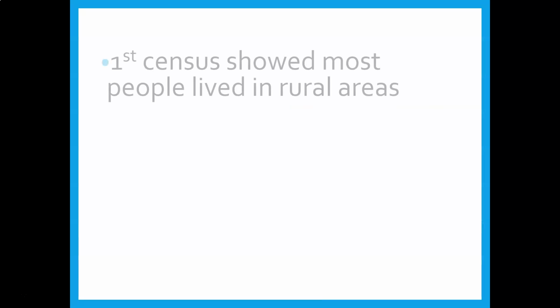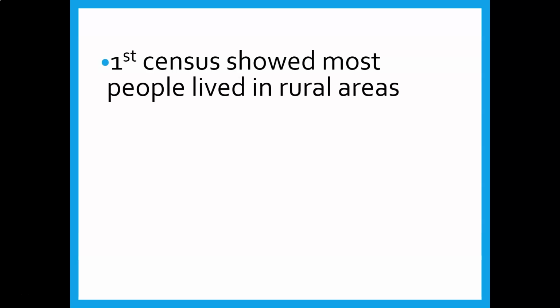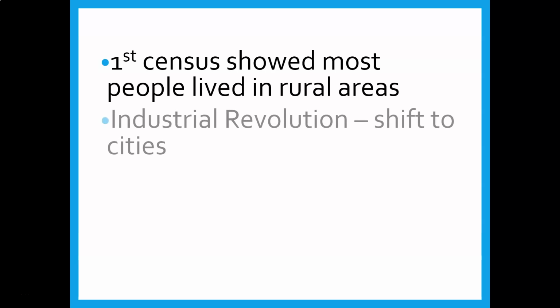Okay, now the first census showed most people lived in rural areas. The first ever census that they took really showed that a lot of people weren't living in cities. And you've got to think, when we're talking about census data, you've got years and years of development that are going to come after this. To put it in perspective, the first census was in 1790. So every 10 years since 1790, we have had a census.